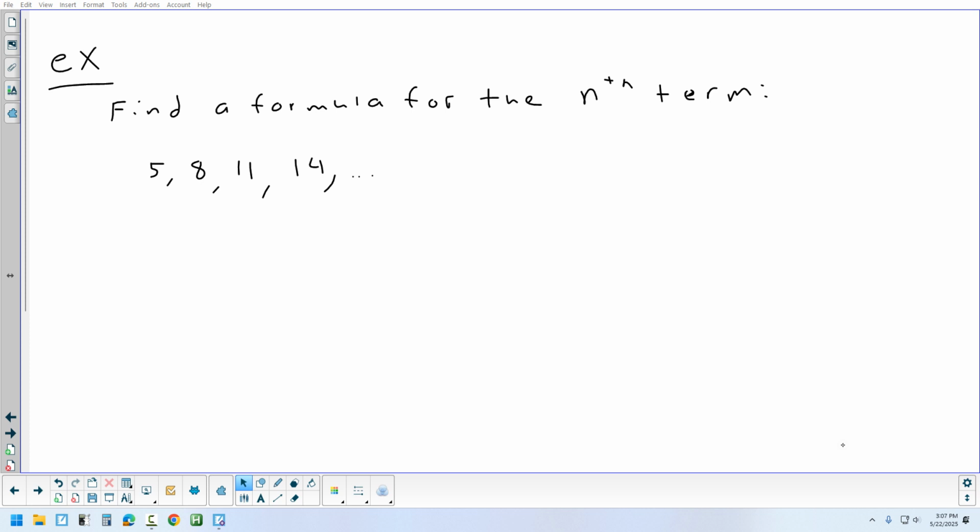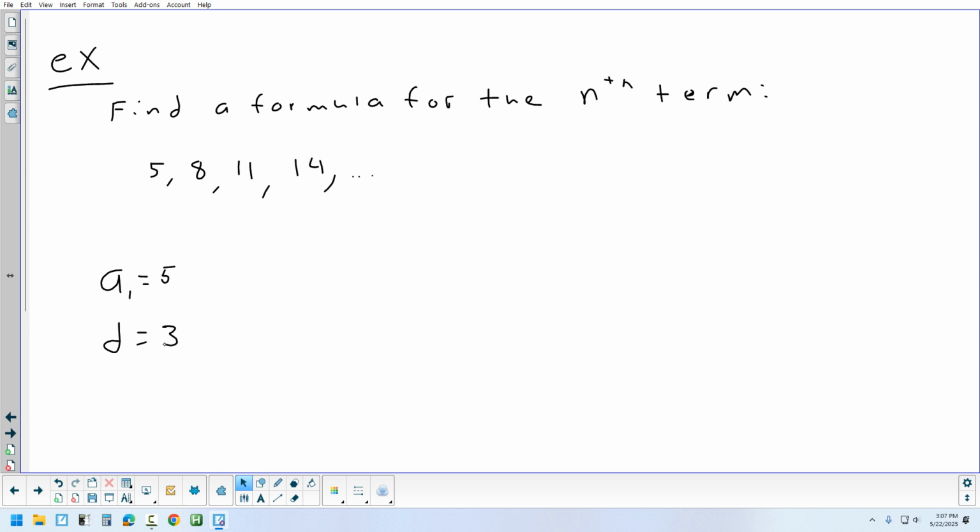All right, so first question we're going to look at is finding the formula for an arithmetic sequence. So the first thing we have to recognize is what is the first term and what is the common difference. Okay, what's the first term in that sequence? Yeah, 5, yep. And what is it that we're adding each time to get from one term to the next? Yeah, 3.